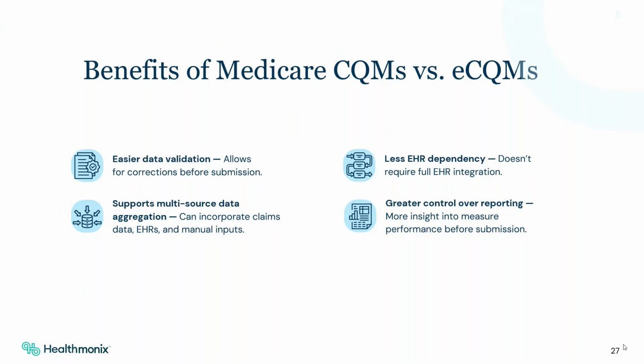And it supports multi-source data aggregation. I know eCQMs does as well, but there are more stringent outlines when it comes to eCQMs, being able to use only those certified EHRs to have them come in and map together and report on. So Medicare CQMs does offer a little bit more control over what you're reporting, a little more insight into what you're reporting prior to submission. It allows you to find data that might not have been documented correctly. Compared to an eCQM, if it's not in the QRDA1 or if it's not in the file transfer, then it's not going to count for MIPS reporting.